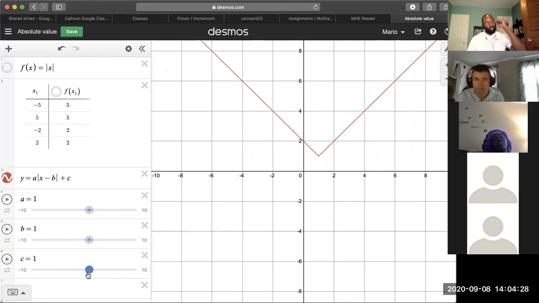So the constant function is always going to be a horizontal line. A linear function is going to be straight. It won't have any curves, but it might be angled. It'll be diagonal often. An absolute value is going to make a V. Some variation of a V, but a V. Okay. All right.